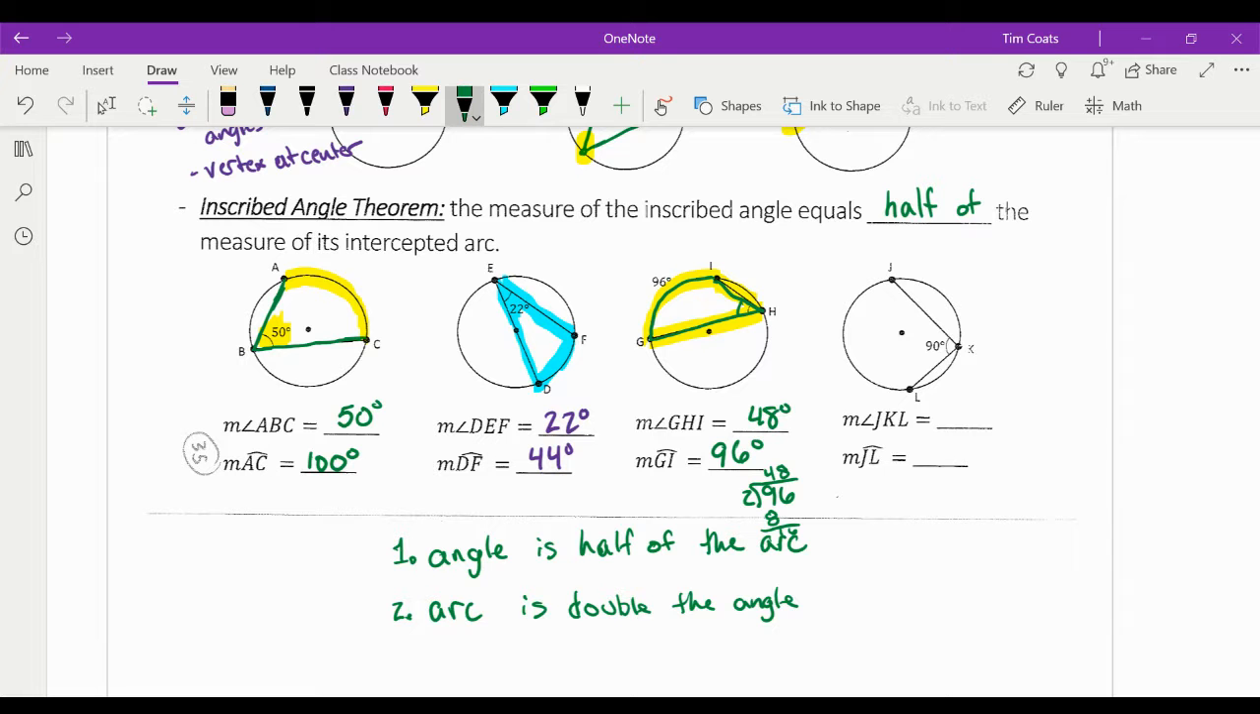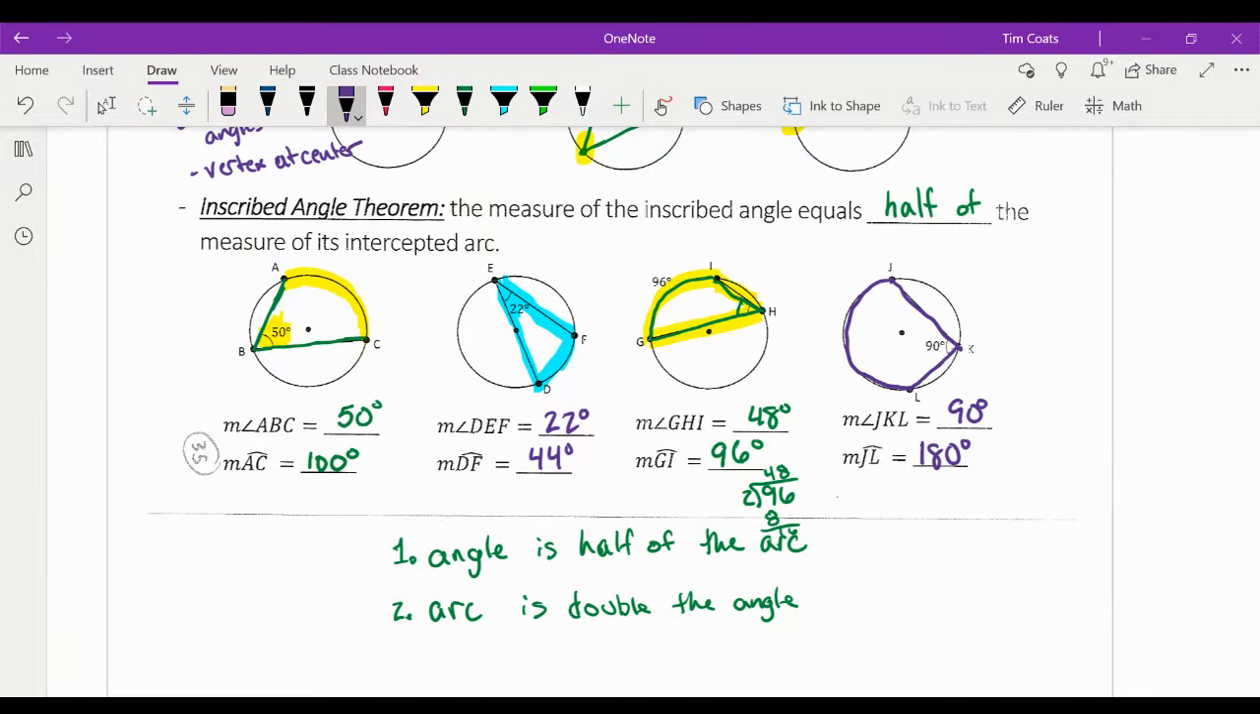And we can keep doing this from one step to the next. In this one, I have the angle. Now, how would I find the arc JL? So here we go, JL. That would be double the angle. If you're given the angle, you just double it, and that finds the arc. If you're given the arc, you have to take half of it to get the angle.